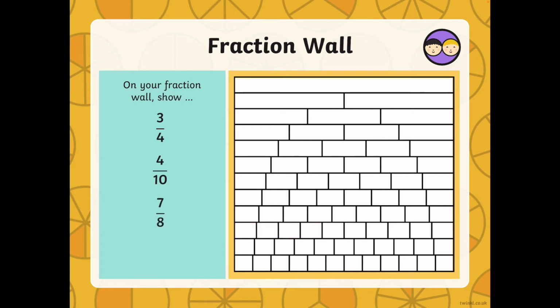Right, next fraction, 7/8. Can you find the part of your fraction wall that is divided up into eighths? And then can you colour in 7 of those eighths? Hope you've paused and you're doing that. There we go, that's what it should look like, 7/8.